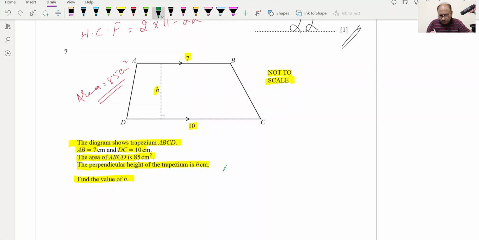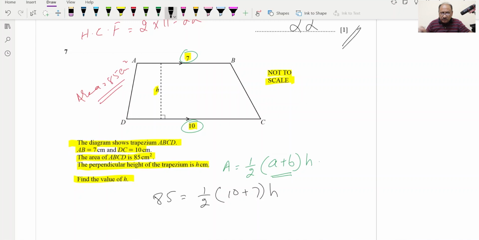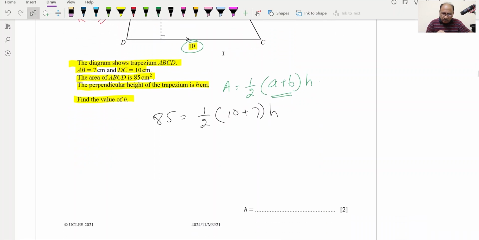We know the trapezium formula is area is equal to 1 by 2 into a plus b into h, and keep in mind a plus b are the parallel sides. So parallel sides are these two sides. We can replace these values. So area is provided, which is 85, is equal to 1 by 2 into a is 10, b is 7, and h we need to find. So now we can solve this.